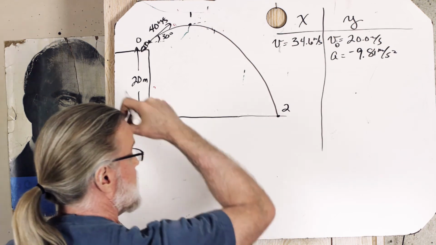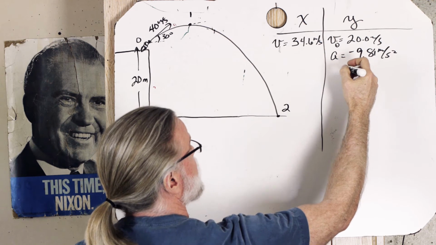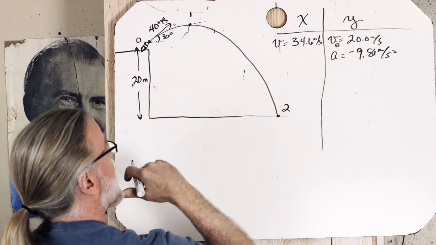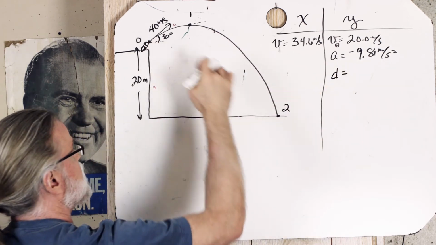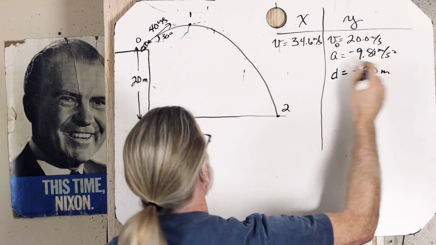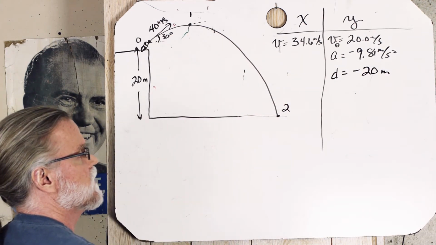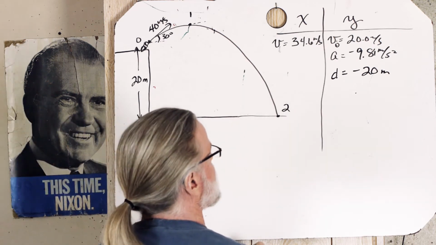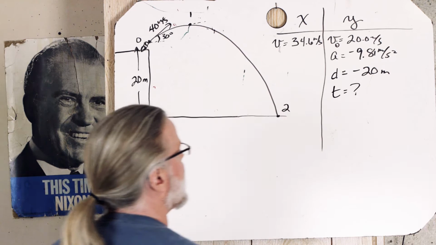Let's take a look. We want to know time. What else do we know? We know the displacement. The displacement from here to here is negative, and it's got to be negative, 20 meters. If that's 0, it's down 20 meters. So the displacement is going to be negative 20 meters in the y direction, and we want to know the time.